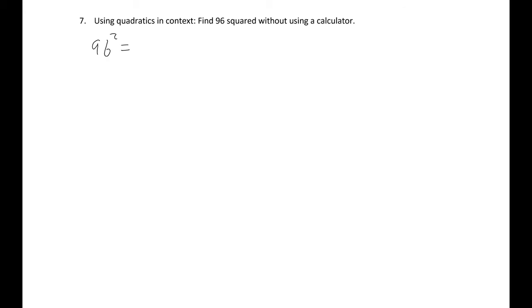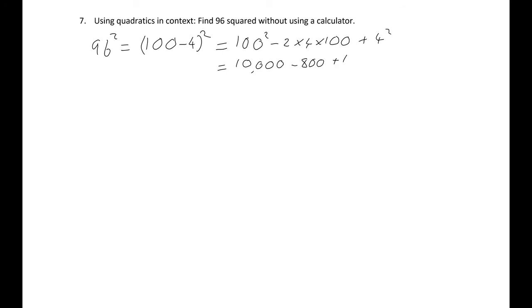96 squared. Well, that's the same as 100 minus 4 squared. Okay? Well, we can times that out. That's 100 squared minus 2 times 4 times 100 plus 4 squared. That's 10,000 minus 800 plus 16, which is 9,200 plus 16, which is 9,216. There we go. Not too bad.